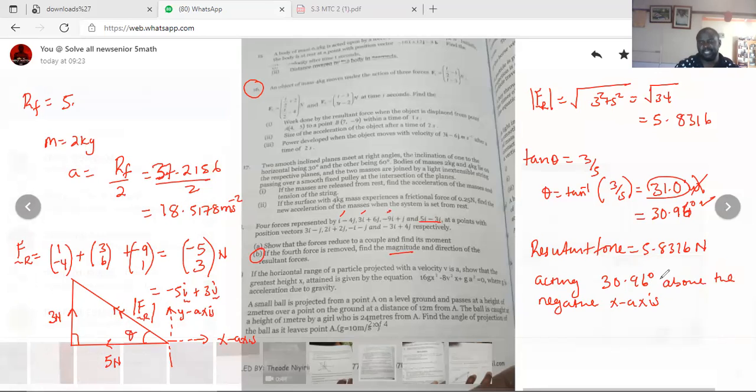Okay? Any other questions? So the rest of the numbers, you try them out. You just stop at resultant force and magnitude. If there are other attachments, moments, don't do them. Just only do resultant force only for all the numbers I've sent.